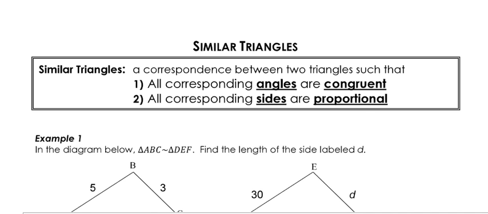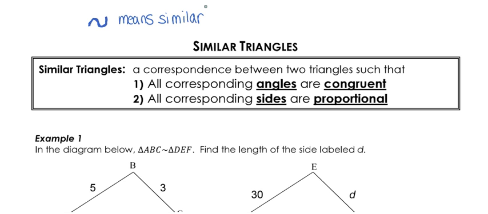So first, let me refresh your memory by reintroducing you to the symbol. That squiggle symbol means the word similar. And when we talk about similar triangles, we're talking about two triangles in which two important things happen. The first important thing is that all of the corresponding angles have to be congruent. And the second important criteria that needs to be met is that all of the corresponding sides have to be proportional.